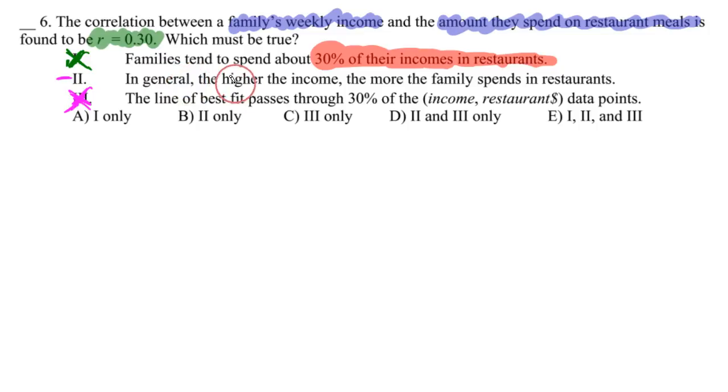In general, the higher the income, the more the family spends in restaurants. There's an association here, which means that it's a general pattern. If you tend to make a higher income, yes, you're going to possibly spend more in restaurants. But it's a weak association. I'd still be willing to say that 2 is true, even though it's a weakly associated value. So B is going to be our best answer.